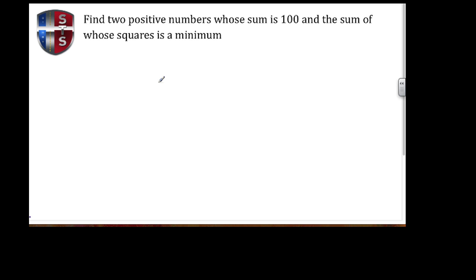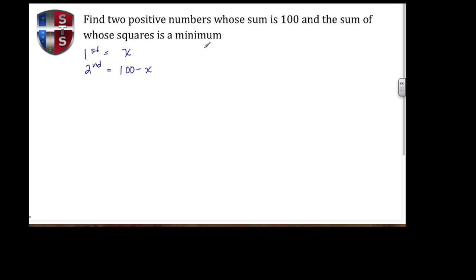So let's begin. We need to find two positive numbers whose sum is 100 and the sum of whose squares is a minimum. So let's begin by defining the first number and the second number. Alright, the first number we're going to define as x, and the second number will be defined as 100 minus x. We come to the expression 100 minus x by doing a quick little example.